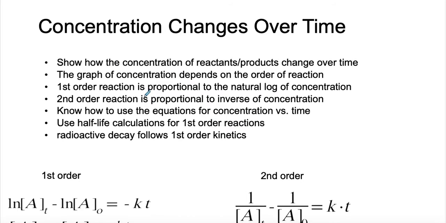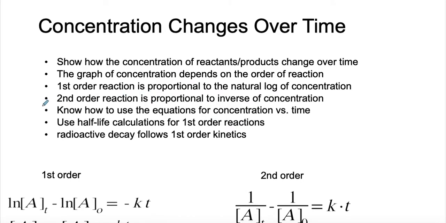Next, the concentrations over time. This is a big one, it involves a lot of calculation and graphing. You should be able to show how the concentration of reactants and products change over time. Generally, the concentration of a reactant is going to decrease over time, because the reactants get used up and the products get formed. So the products are going to increase over time, right? You should be able to show the changes of a reaction in terms of reactants and products over time.